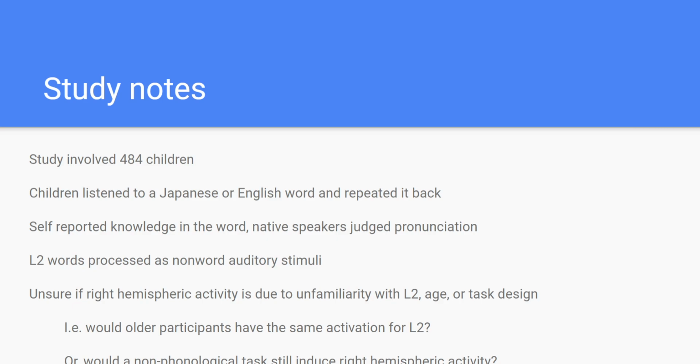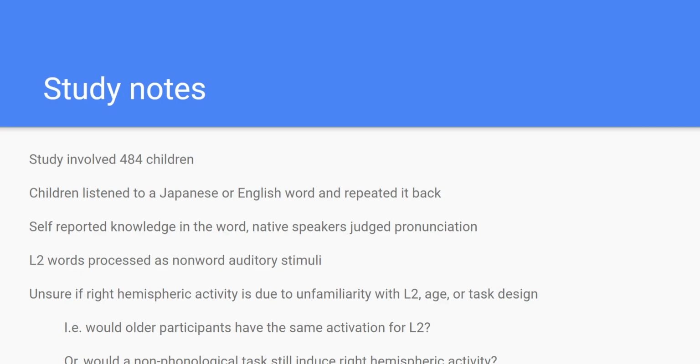The most interesting thing that I personally found from this paper was that the L2, so the secondary language, processed as non-word auditory stimuli if the student did not know the word. And then some points brought up by the researchers is that they're unsure if the right hemispheric activity is due to either unfamiliarity with language 2, which would be the ideal outcome, or if it was the age of the participants, or if it was the task design.